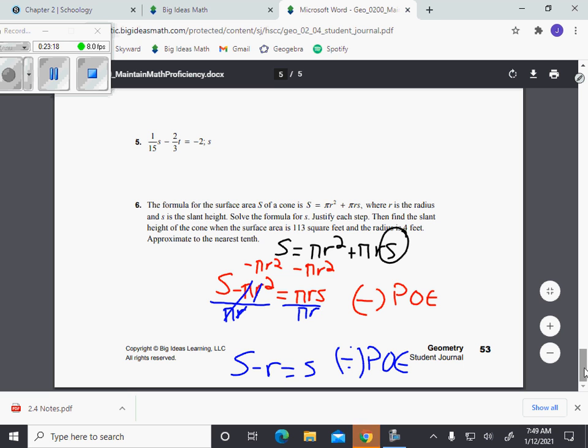And then it says, find the slant height, so that little s, of the cone when the surface area is 113 and the radius is 4. So all we really have to do is take 113, subtract 4 equals s. That's going to be 109. Okay, that is all.